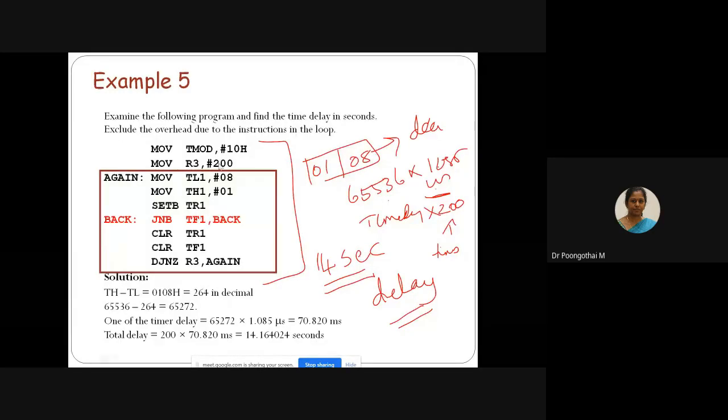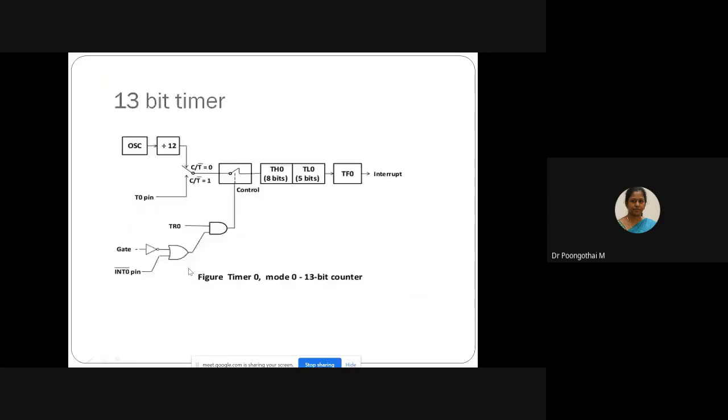Here 200 is loaded, and these instructions get executed 200 times using the decrement jump if not zero instruction. Every time the R3 value is decremented and it repeats the loop again and again until your R3 becomes 0. In the next class we will see the remaining modes, that is mode 0 and mode 2.